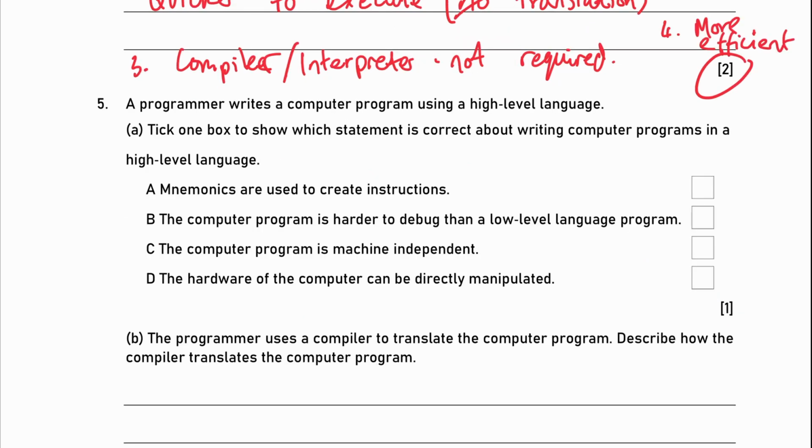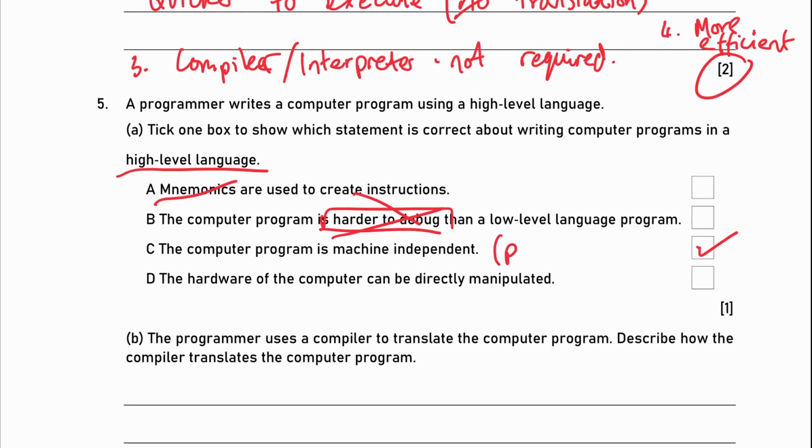A programmer writes a computer program using a high-level language. Tick 1 box to show which statement is correct about writing computer programs using a high-level language. So as we've just said, mnemonics are used in low-level languages, so it's not that one. The computer program is harder to debug. Well, this is false because high-level languages are easier to debug. The computer program is machine independent. This is true, as you are not programming specific hardware. Programs are portable and can be run across multiple types of hardware. Hence why you can have apps on all kinds of different devices, so it's not dependent on the machine.